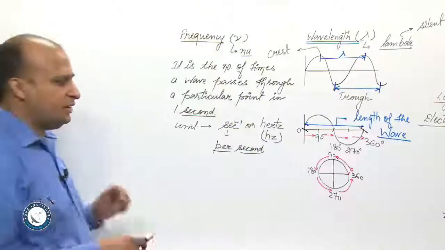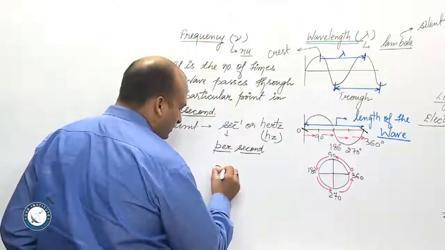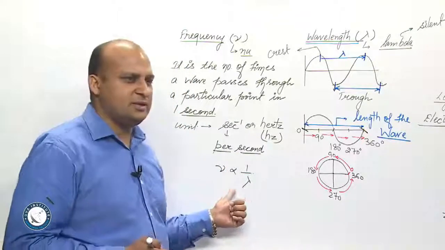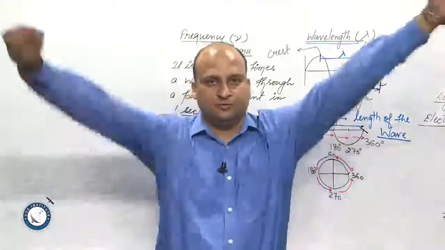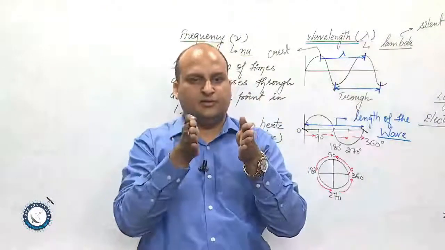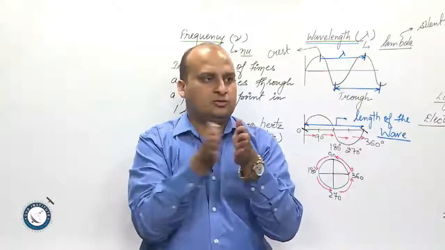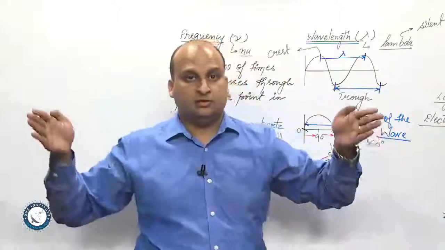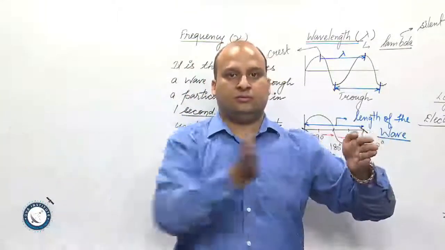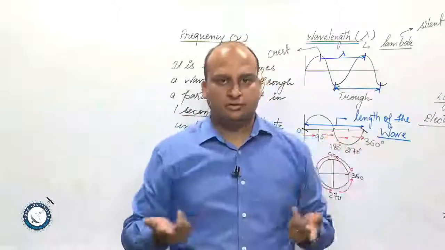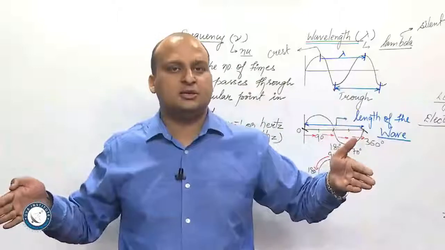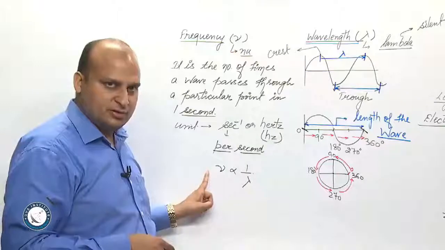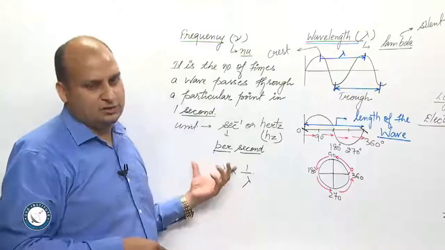Is that clear? So now you see, we are saying that the frequency is inversely proportional to wavelength. Why are we saying so? Suppose this is a fixed point and this is the wavelength. You can see how many times this wave is passing through this particular point. When the wavelength is larger, the frequency is lesser. Larger wavelength, lesser frequency. Lesser wavelength, larger frequency.